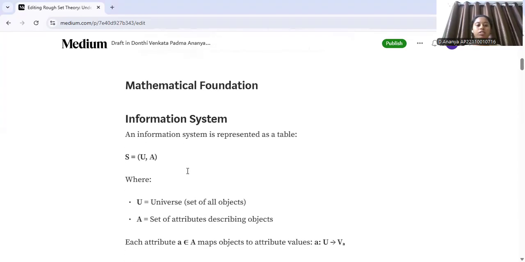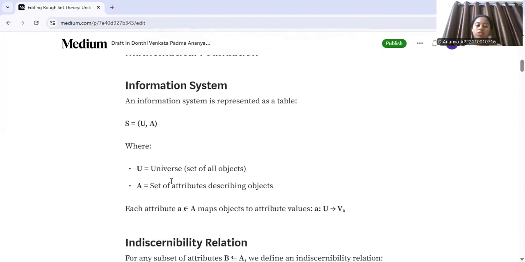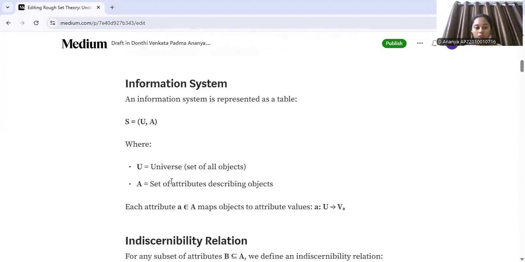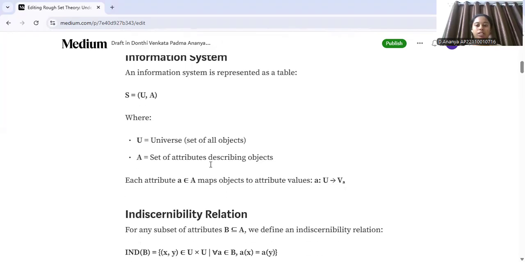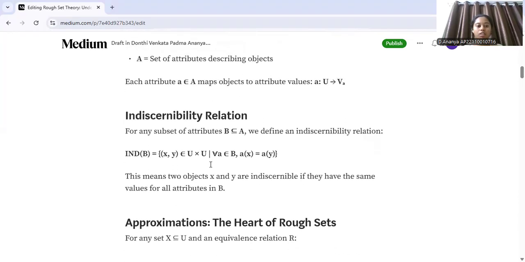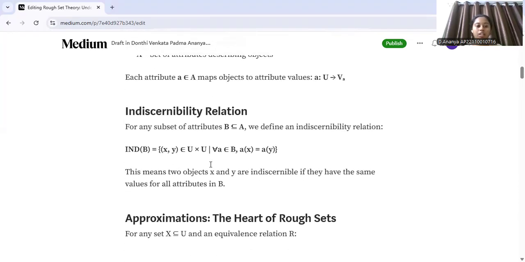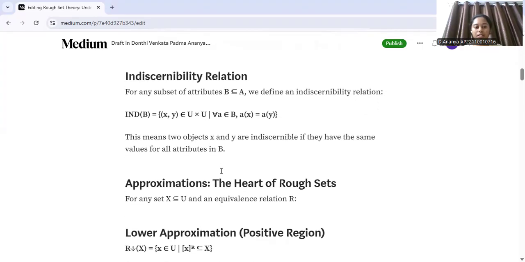In the mathematical foundation, this is the representation: S equals (U, A), where U is the universal set of all objects and A is the set of attributes describing the objects. And the indiscernibility relation is represented as IND(B).